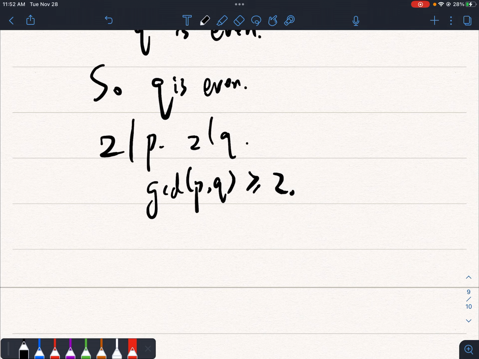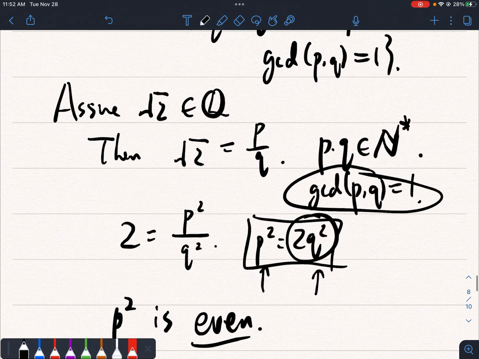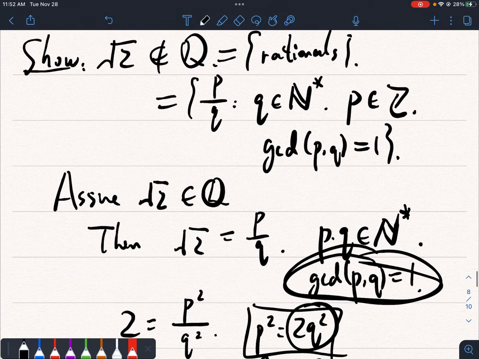So this cannot be true. This will lead to a contradiction. The contradiction is that you can always assume that p and q are coprime, but you can show that they cannot be coprime. They will have a common multiple, which is 2, for all the pairs p, q. Even when the GCD should be 1, you can deduce the GCD is bigger than 1. So this is a contradiction, which means it cannot be rational.